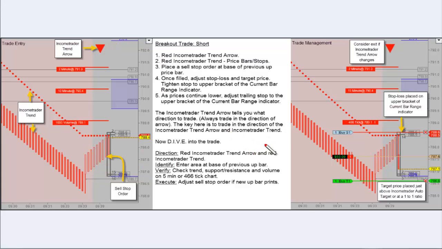Alright, so now that we've dived into the trade, and let's say we got our fill, we're going to come over here to our trade management point. First thing we do is you take your stop, wherever it might be, and you put it to the upper bracket of the current bar range indicator. And your target, you'll put either on an IncomeTrader auto target. These are auto targets here. If you have one close by, put it on that.